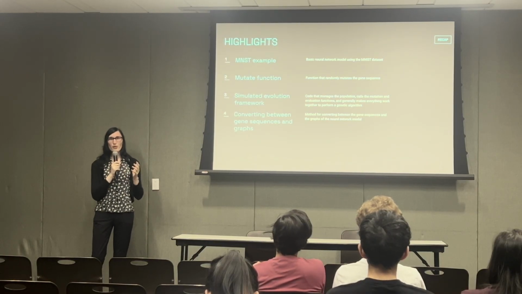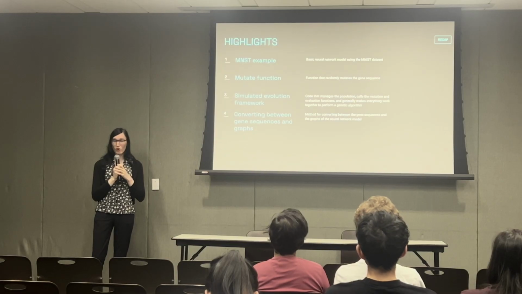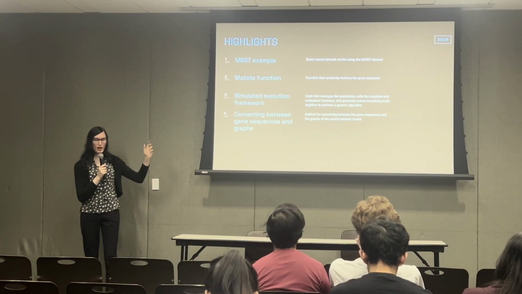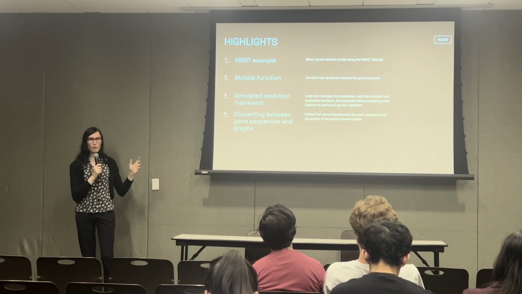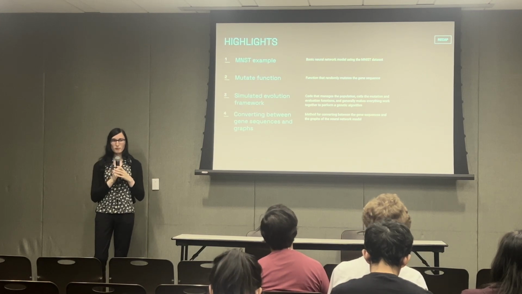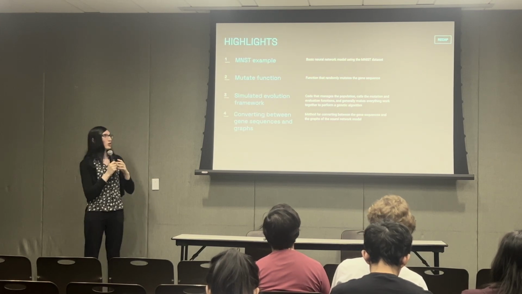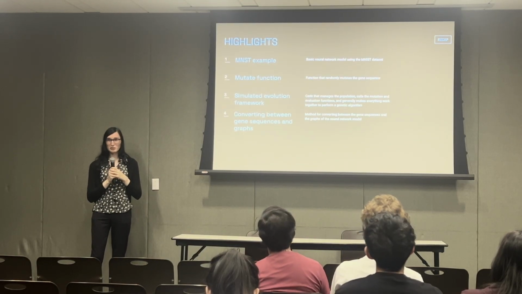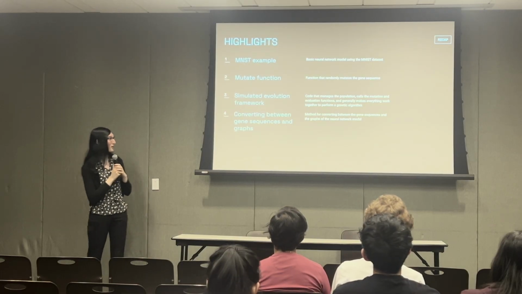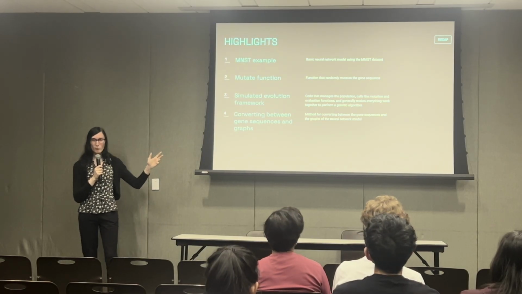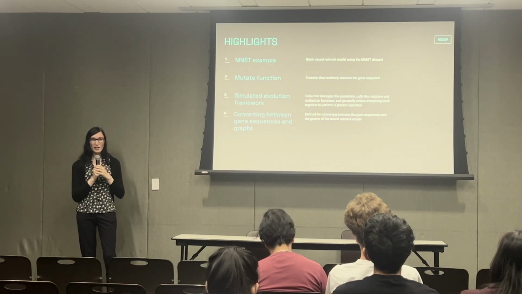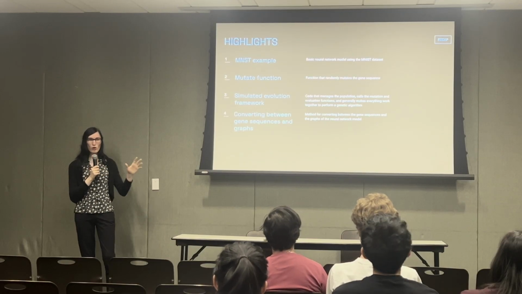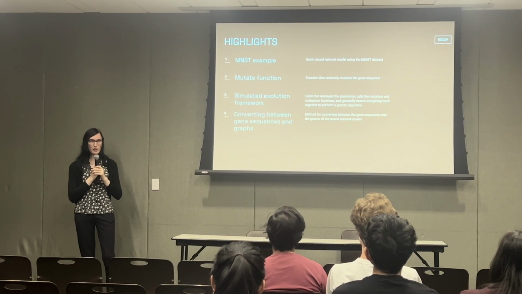Some things we've done this semester so far. We've made a basic MNIST network in block graph format that we can use for testing this system. We've made a function for mutating the genes. That's an important thing that we need here. We've made the general framework for an evolutionary algorithm that manages the population and calls functions for mutations and evaluation and such.